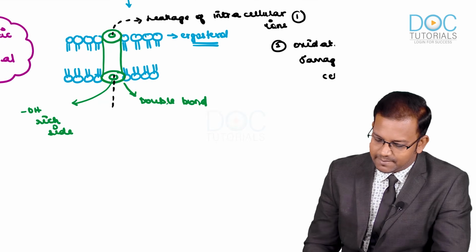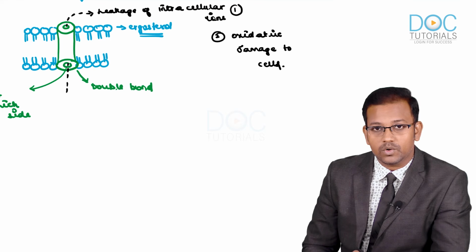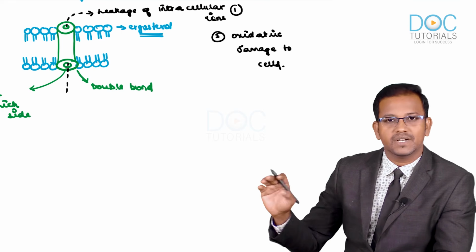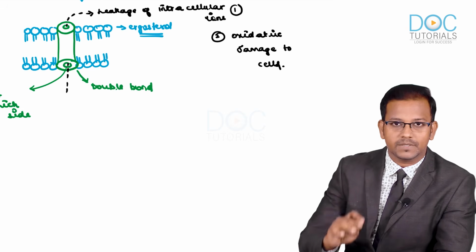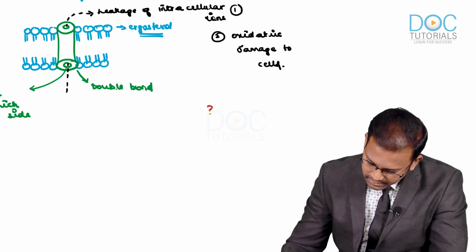So we have seen the mechanism of action of amphotericin B, from which we are also going to talk about how resistance develops. I think resistance shouldn't be dealt with separately. It has to be dealt with along with the mechanism of action. So how does resistance develop?